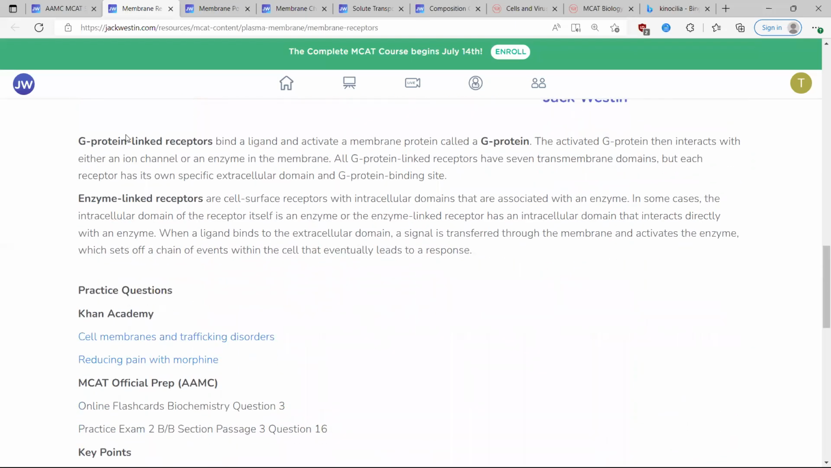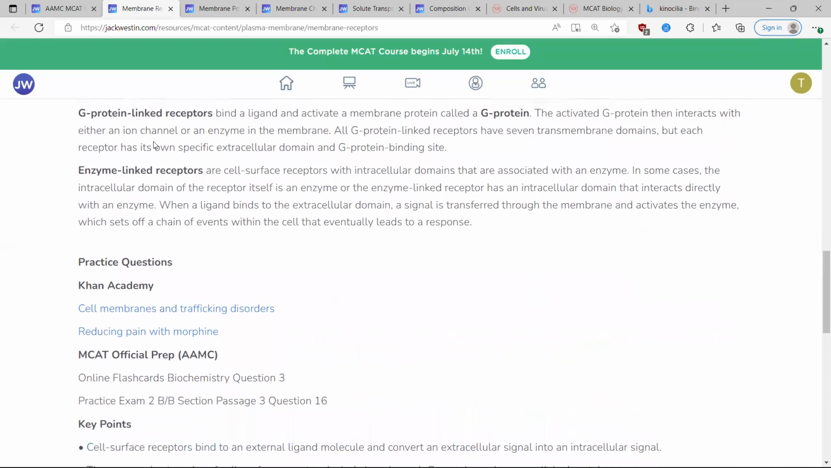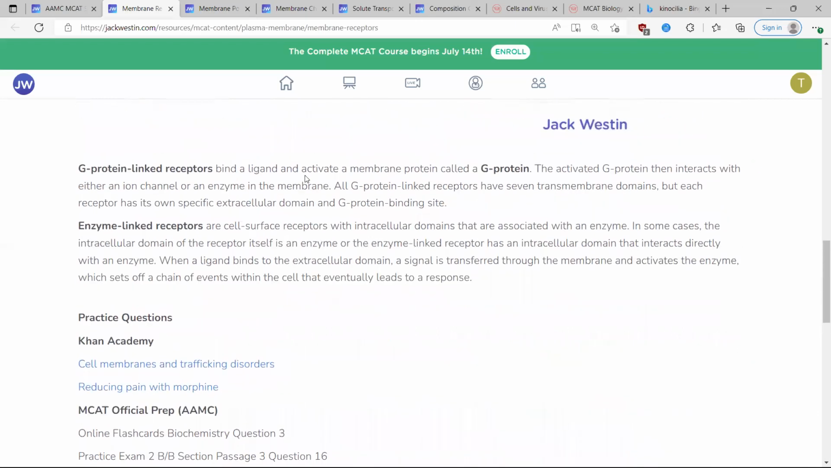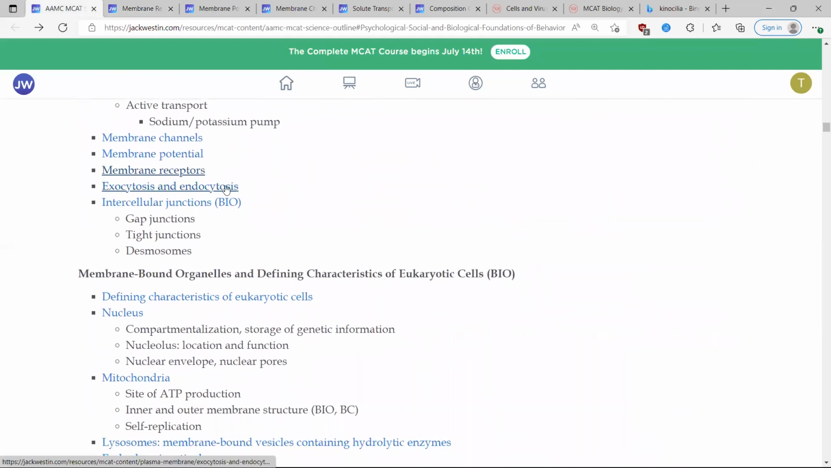We talked about G protein linked receptors in the past. Yeah, basically we have 7 transmembrane domains and they allow for channel signaling. Okay, so any questions about all that stuff?